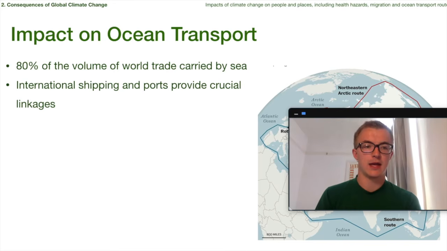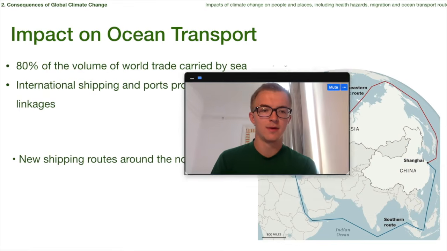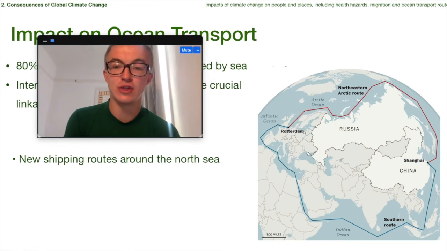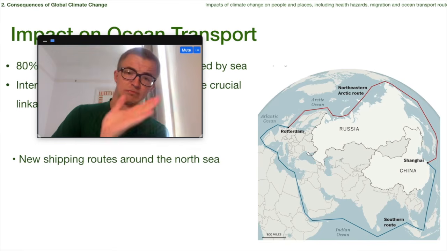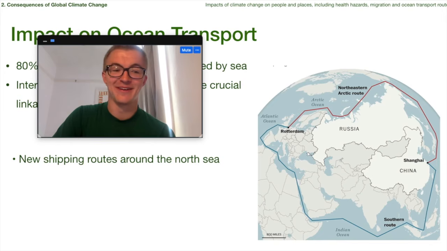If I move my head out of the way, we'll be able to see the new shipping routes that are possibly going to come into place around the North Sea. So the traditional route to get goods to and from Rotterdam and Shanghai, two of the largest ports on planet Earth, would usually be down through the Suez Canal, heading through the Middle East, via Egypt, and then around the Horn of Africa, beneath India, and wiggling through Indonesia and up to Shanghai.